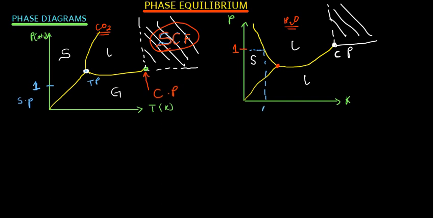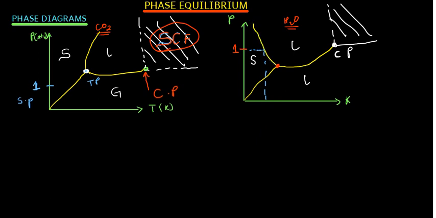So this is going to be called the normal melting point for water. Whenever we put "normal" in front of the melting point, that should mean we are talking about 1 atmosphere. But if it's just a melting point, it can be anywhere on this line.